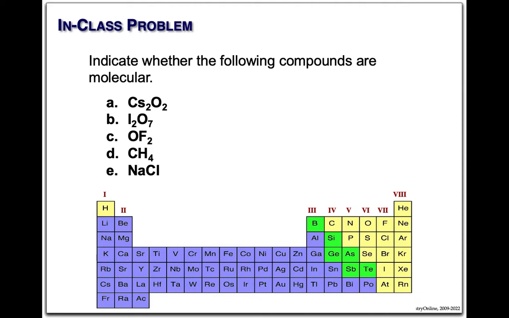On the exam, everyone will have a periodic table. It looks like this one, except no colors. Cesium oxide. Cesium, where is cesium? It's right there in group 1, isn't it? It's ionic.